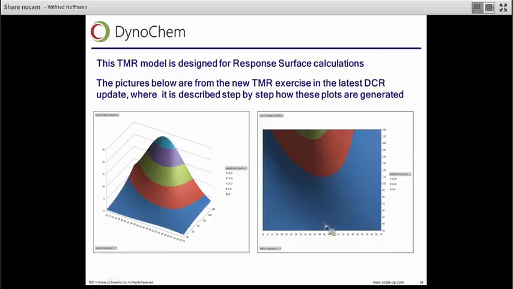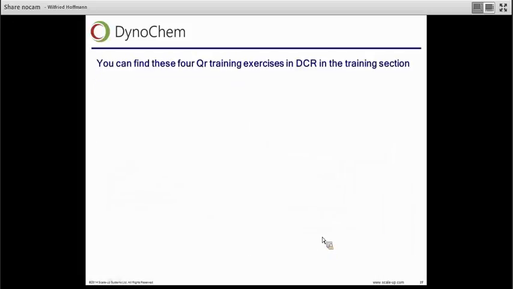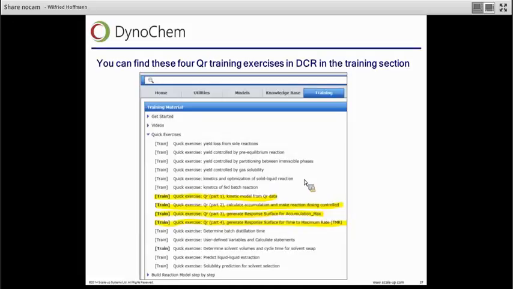So this procedure is described in detail in part 4 of our new QR training exercises. And you will find them in DynoChem resources. You see under training material, quick exercises. There's a long list of quick exercises. Should take, I don't know, 20 minutes, half an hour maximum.